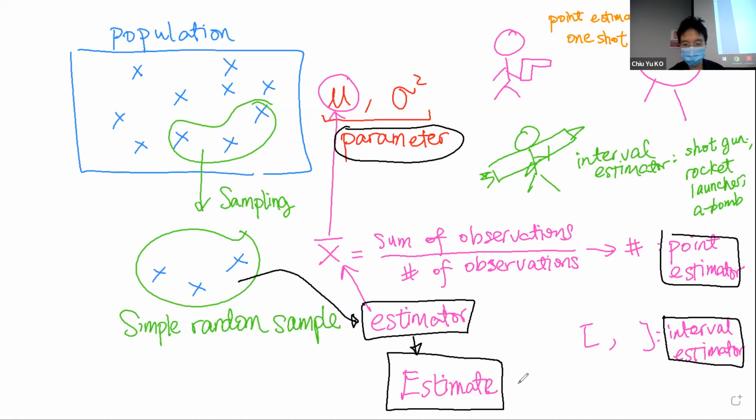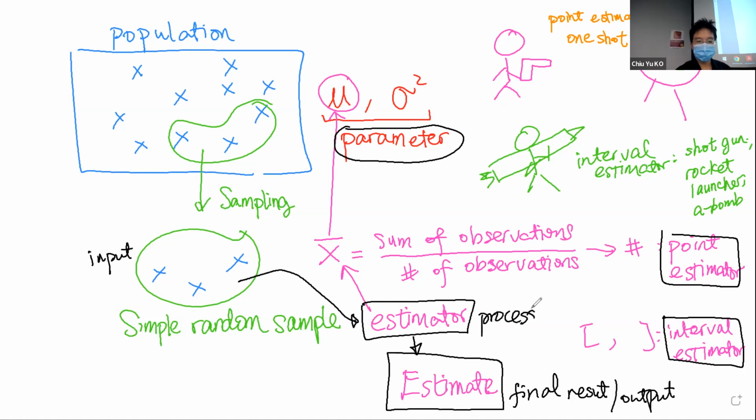You can say the estimate is the final result, or the output. The input is the sample, the estimator is the process, and the estimate is the output. So you get the input, you get the product of the process, and you get the output. So these are all the terms.